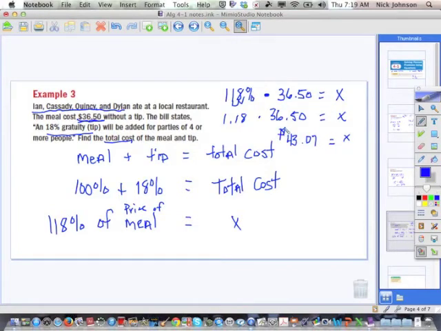Now, this should make sense to you. Why should this make sense to you? Well, this number had better be bigger. Why had this number better be bigger? Well, because we're paying 118%. So it has to be bigger than $36.50. Is it bigger? Yes. Okay? Because we're paying 100% of the meal plus an extra amount, which is almost 20%. So 20% is probably pretty close to $7, okay? You have to make sure it all plays out and that what you're looking for makes sense. We have to use logic.